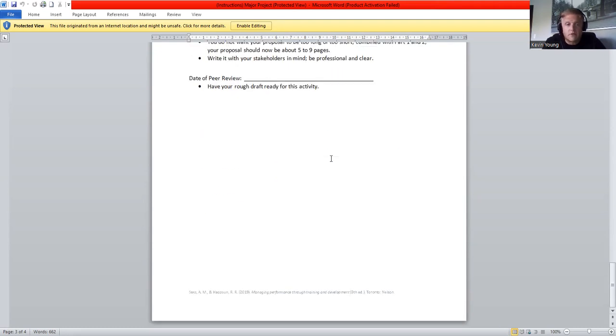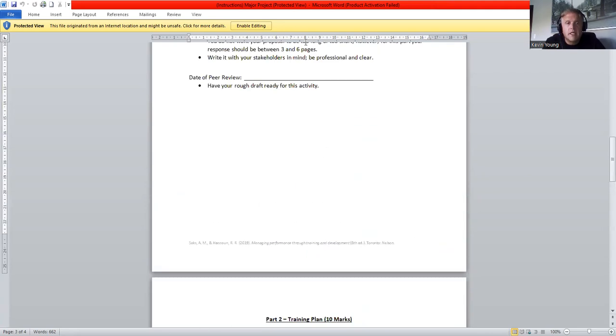Now, okay, so for all of these, keep in mind that it is not single spaced. It is either double spaced or at minimum 1.5 spacing. So you're not writing 5 to 9 pages of single spaced information, because that would be a lot. So either 1.5 spacing or as I said, double spacing.